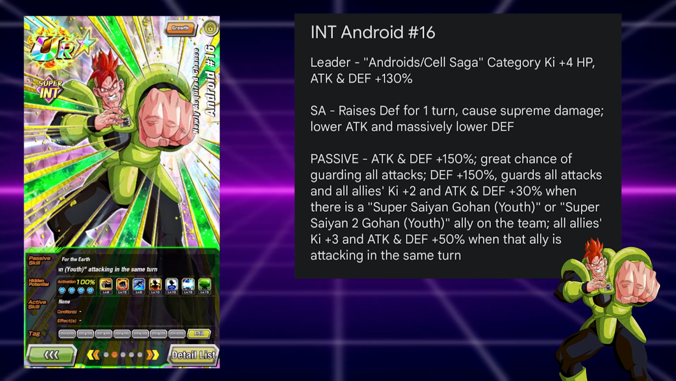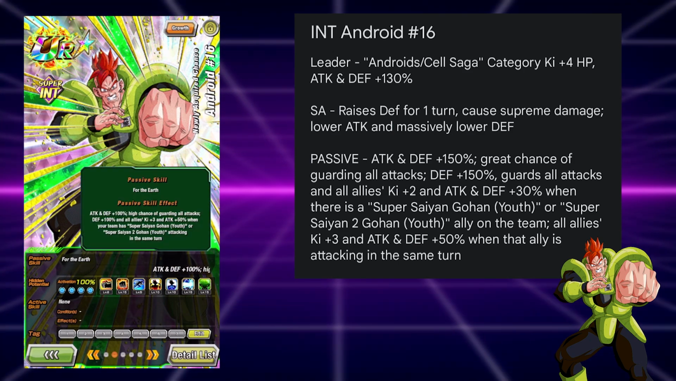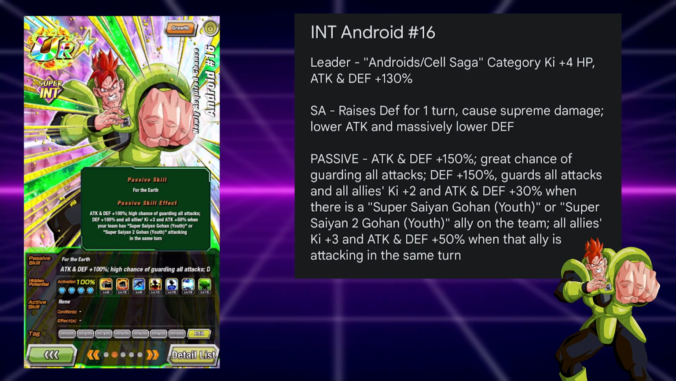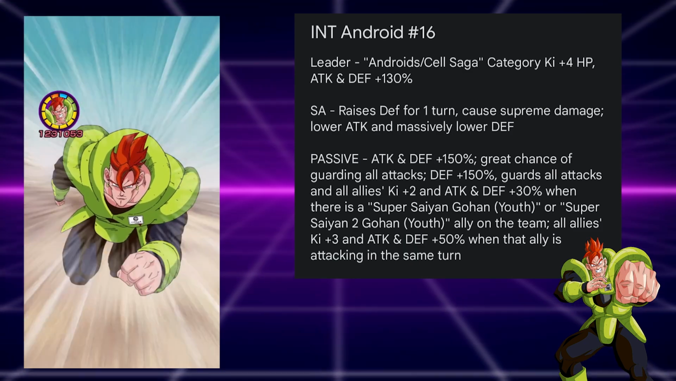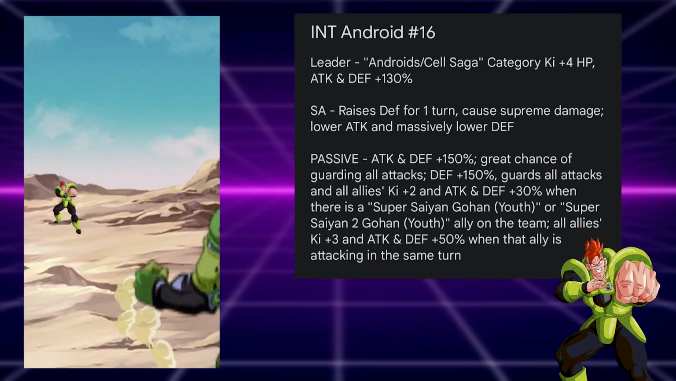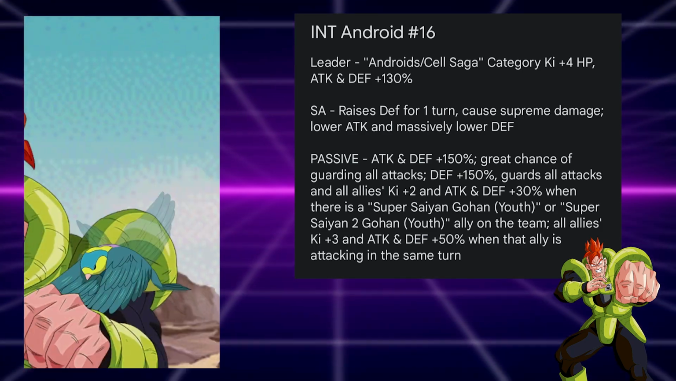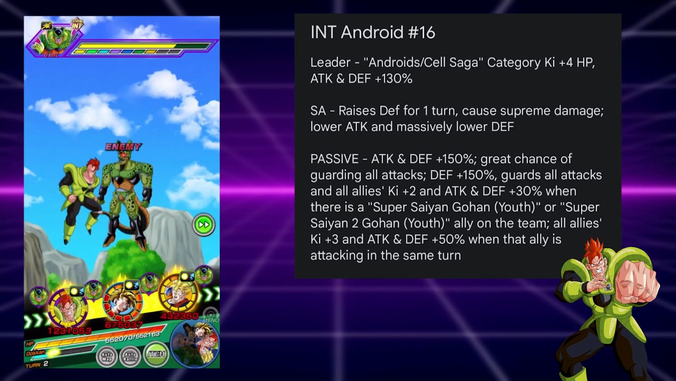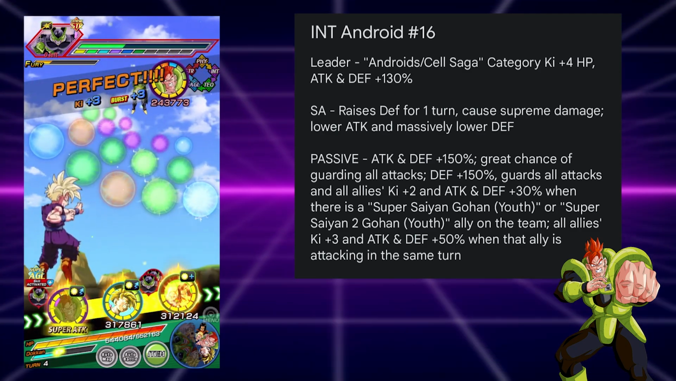So, like I said, Juki just went ahead and did these concepts, so I'll let him explain a little bit more on the specifics. Okay, so we'll start with leader skill, just Android Cell Saga, Ki +4, 130%. It's just a small buff. Most of these are banner units or just SSRs on random pools, so they don't really have the leader skills that Dokkan Fest TURs have, but that's fine.